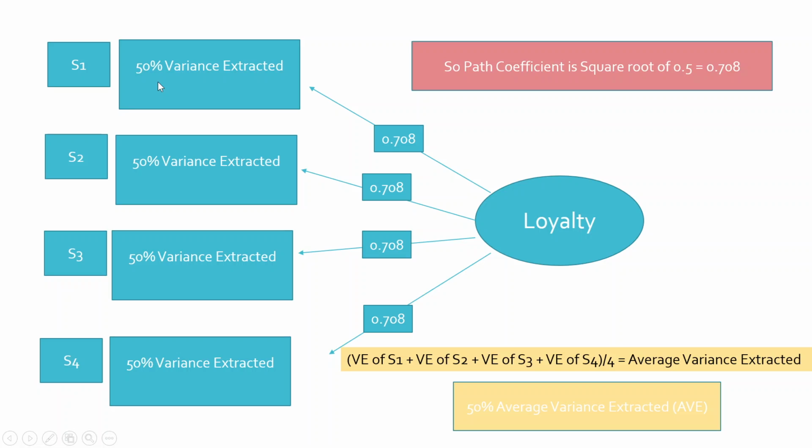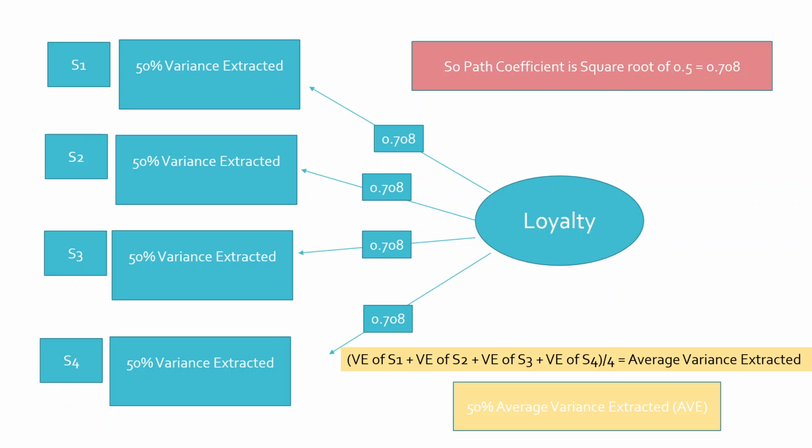So 50% variance extracted, if I take the square root of it, will give me 0.708. It means that every path coefficient value should be more than 0.708, only then will it be able to explain more than 50%.